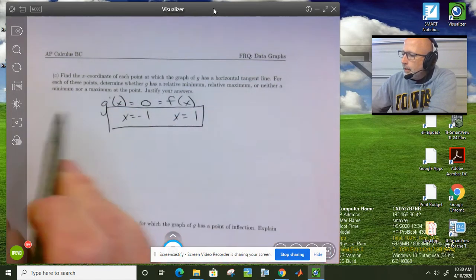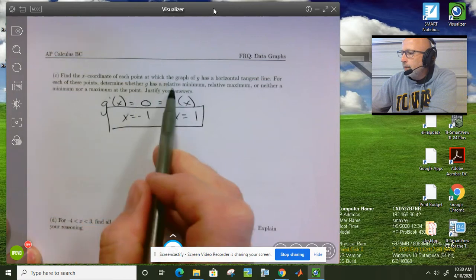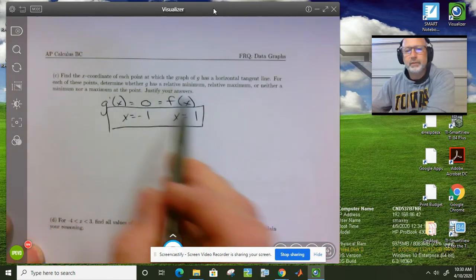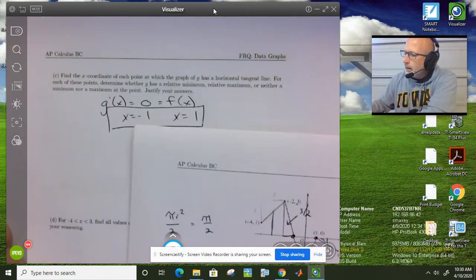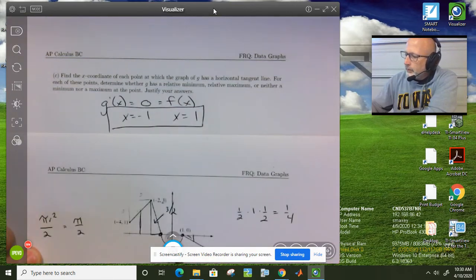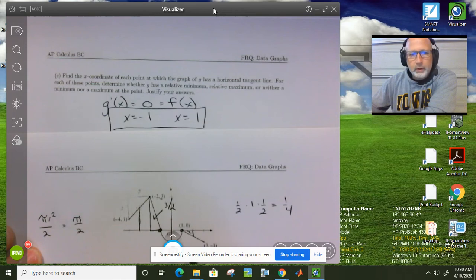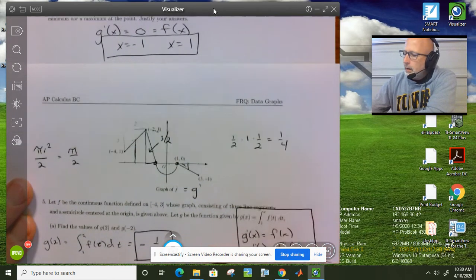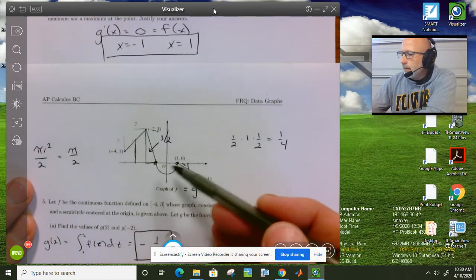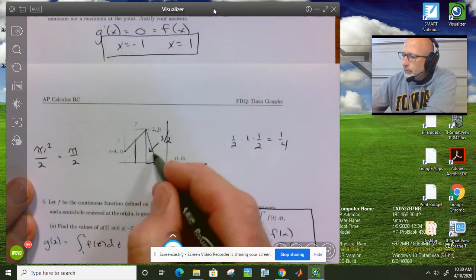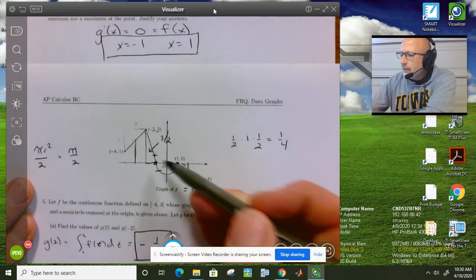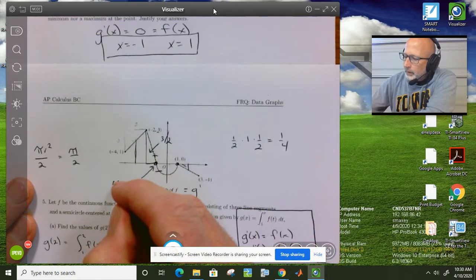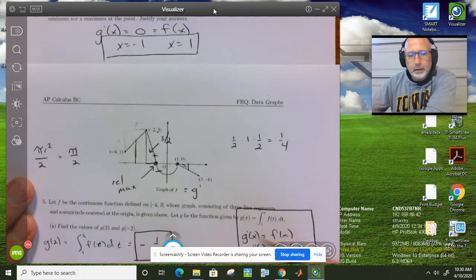Okay. For each of these points, determine whether G is a relative minimum or relative maximum or neither min nor max, and justify your answer. Okay, so go back here. Remember, this right here is the graph of f, which is equal to the graph of G prime. So I know G prime is equal to 0 here and there. And then the derivative goes from a positive to a negative. That means it goes from increasing to decreasing. So right here, there's going to be a relative maximum value.